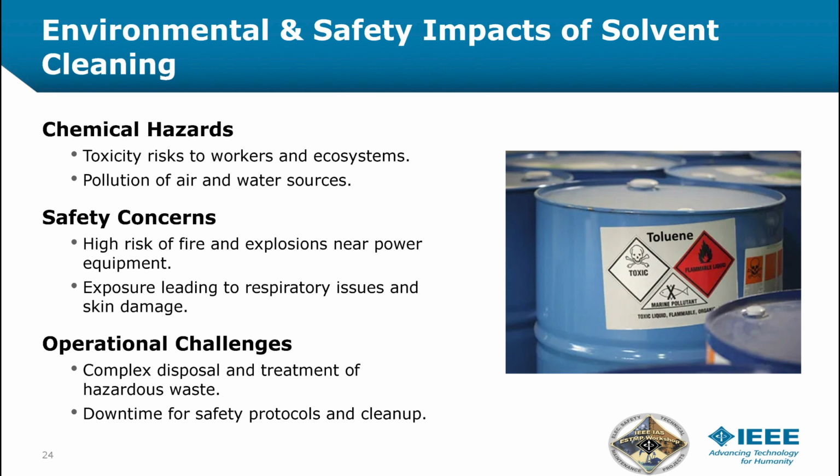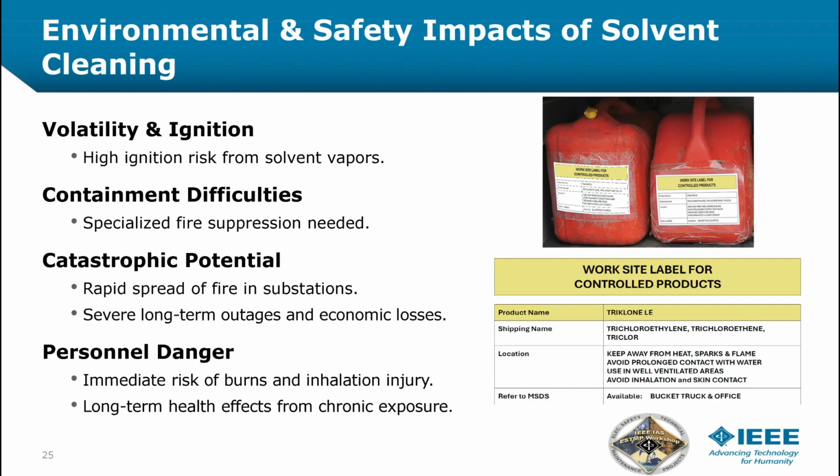This material is actually supposed to be used in a closed system. It's very difficult in substations with high voltage electrical equipment. The downtime for safety protocols and cleanups adds extensively to our cleaning procedures if you're using solvents. This is an example where solvents were transferred from a large barrel to small 5-gallon containers properly stored inside the truck. The volatility and the high ignition risk from the solvent is something that everybody has to be concerned with.